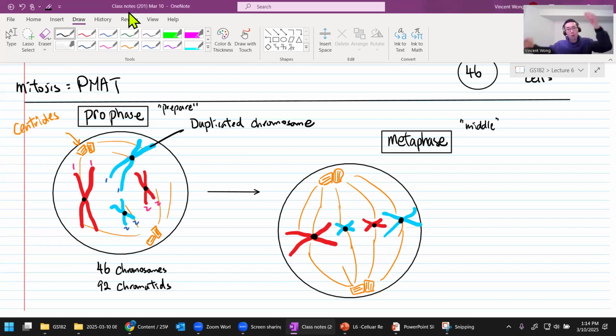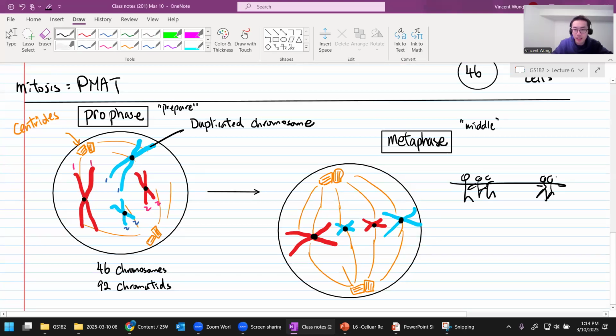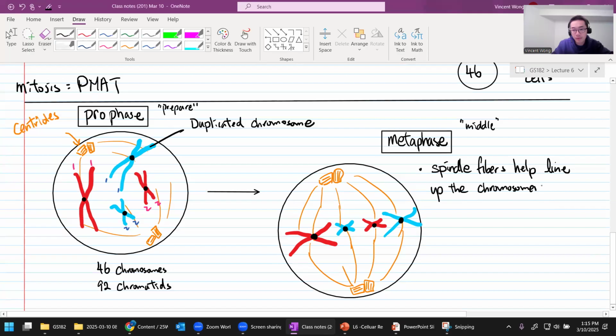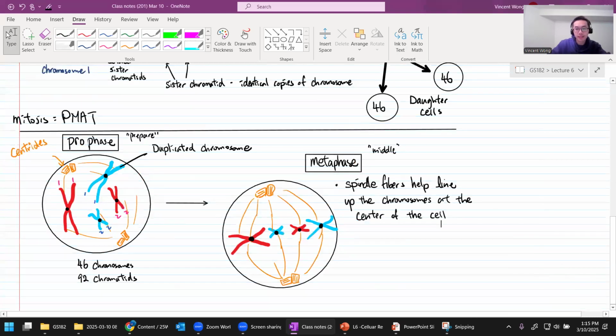The spindle fibers will pull on both sides. It's like a tug of war. You guys know tug of war, the rope, and then you have two teams of people pulling on each side. That's basically what's happening here. The chromosomes get pulled one way and then another, and eventually they get lined up perfectly in the middle of the cell. That's what metaphase is for. Spindle fibers help line up the chromosomes at the center of the cell. Okay, that's metaphase.